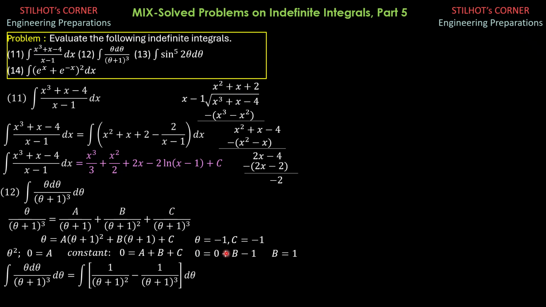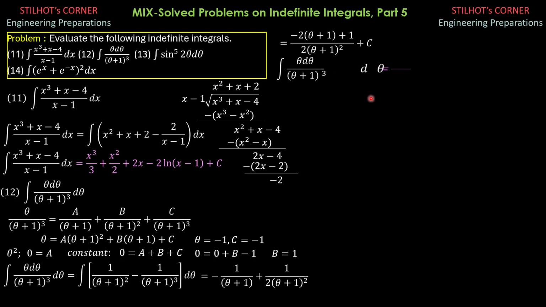So the final result is negative 1 over theta plus 1, then plus 1 over 2 times theta plus 1 quantity square. Before we finalize the answer, let's have the LCD. Let's simplify this. So negative 2 times theta plus 1 over 2 quantity theta plus 1 square, then plus C. Simplifying, the integral of theta d theta over theta plus 1 cube is negative of quantity 2 theta plus 1 over 2 quantity theta plus 1 square plus C.